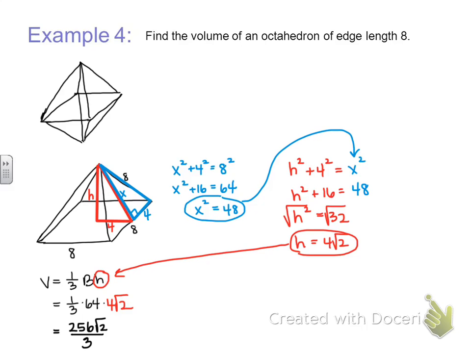Am I done with the overall problem? Have I found the volume of the octahedron? No, but I am very, very close, right? So at this point, all that I need to know is that the volume of this thing is going to be 2 times the volumes that I just found, right? Because I found the volume of just one of my 2 pyramids.